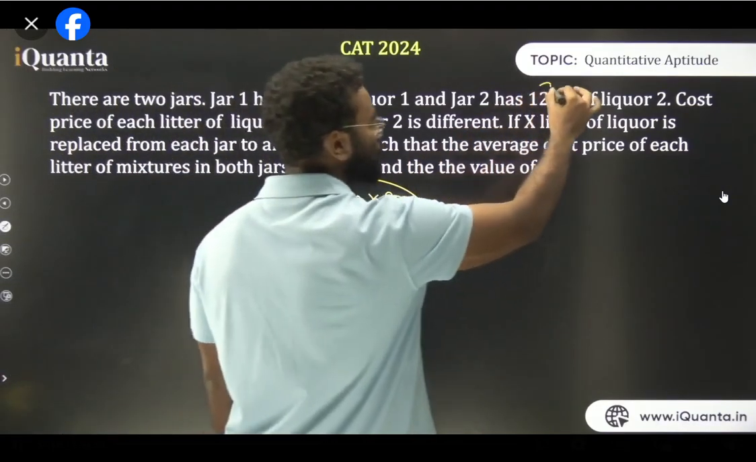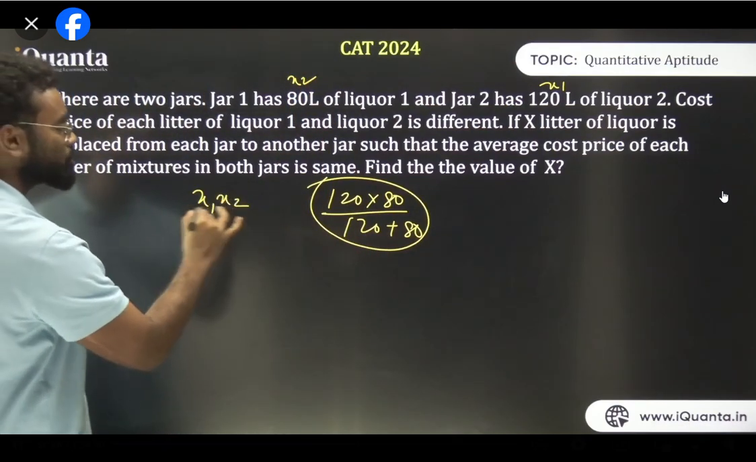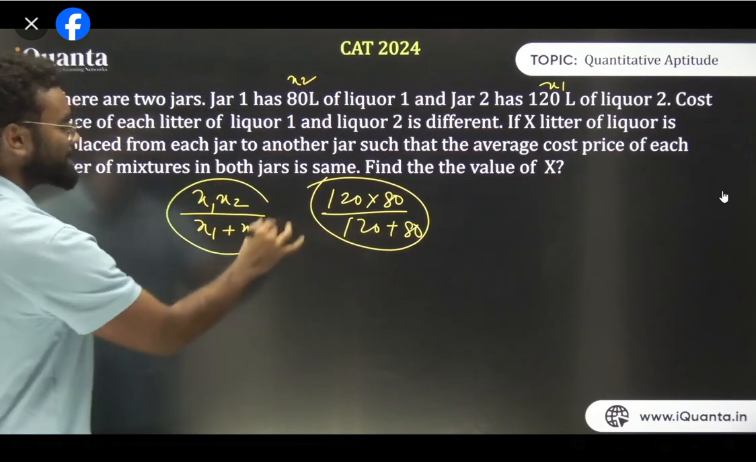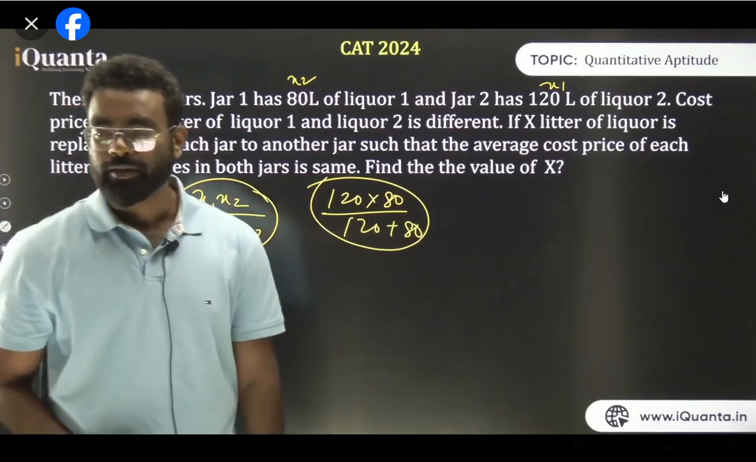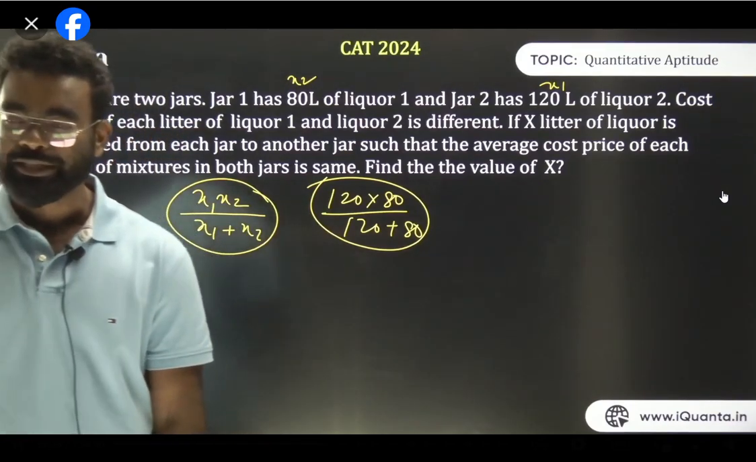So let's say this is x1 and this is x2. What is your answer always in this type of question? x1 x2 upon x1 plus x2. Remember, this is basically half of the harmonic mean. Half of the harmonic mean, that's it. x1 x2 upon x1 plus x2. That is the formula. That's the shortcut for this type of question.